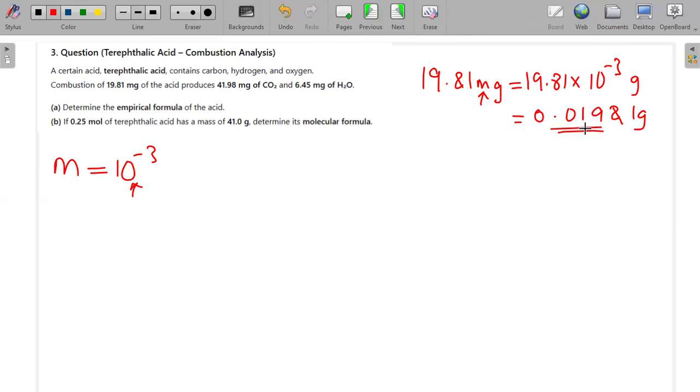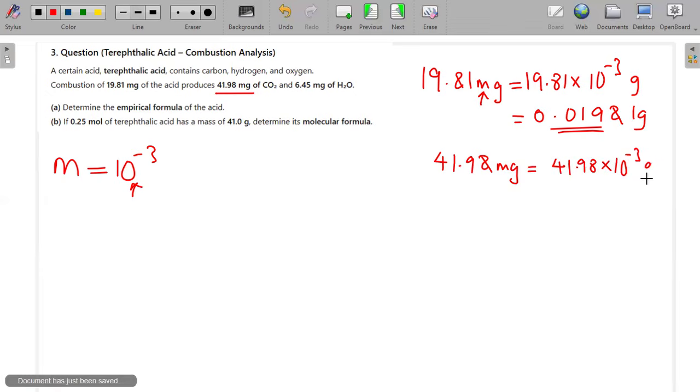Okay, so that is this one. If I convert this next one, it will be 41.98 milligrams, the same as 41.98 multiplied by 10 to the power minus 3 grams. I've just replaced the milli. I write this as a decimal and punch whatever I see here on the calculator. It's going to give you 0.04198 grams.